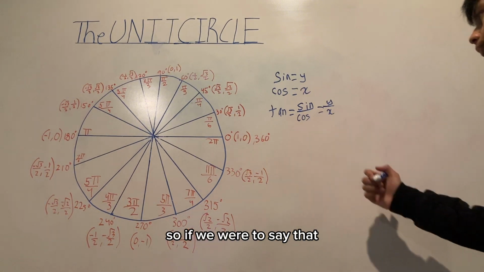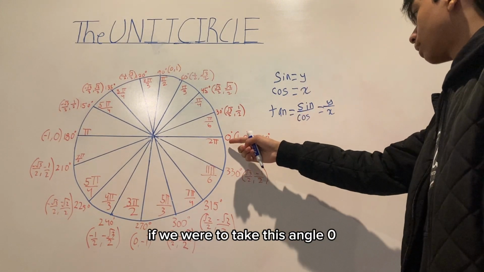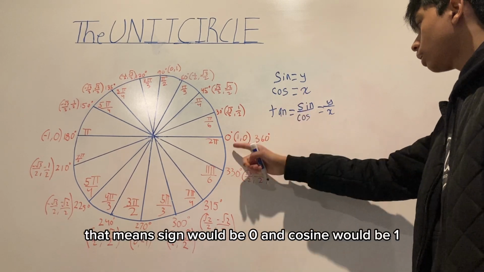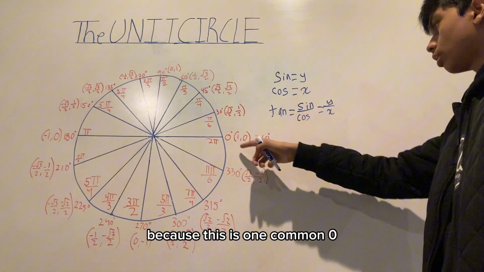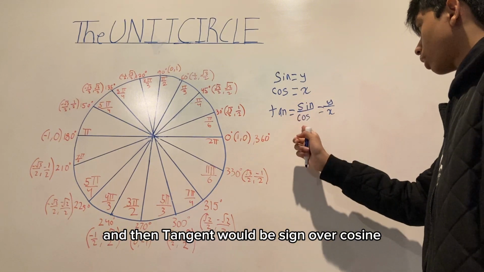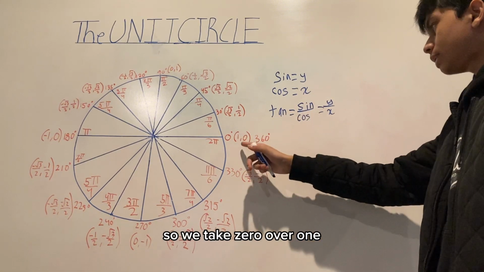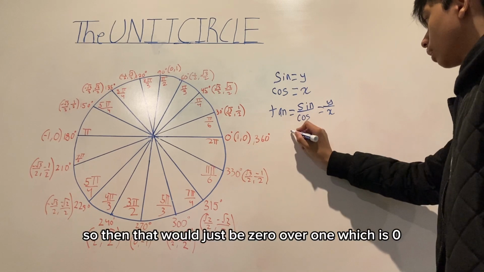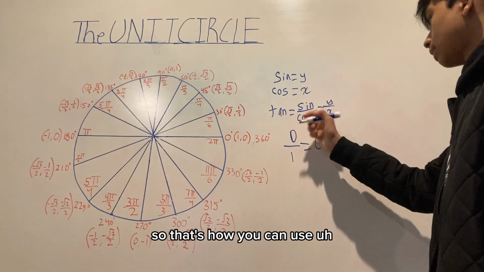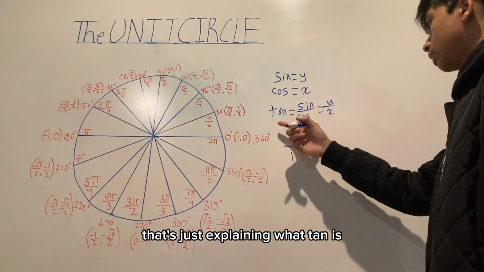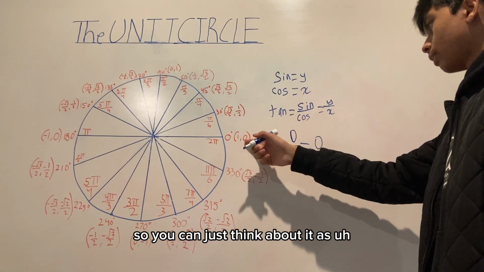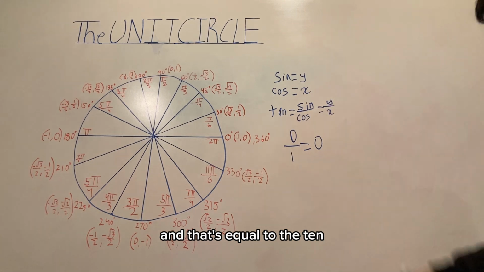So if we were to take this angle 0 degrees, that means sine would be 0 and cosine would be 1, because this is (1, 0), so it's x equals 1 and y equals 0. And then tangent would be sine over cosine, so we take 0 over 1, which is 0. So that's just explaining what tan is. It's just sine over cosine. So you can just think about it as the y value over the x value, and that's equal to the tan.